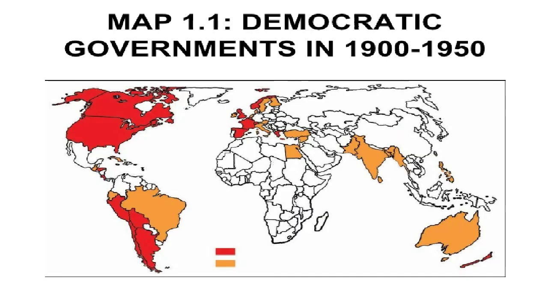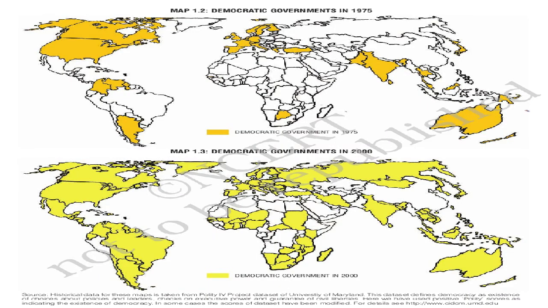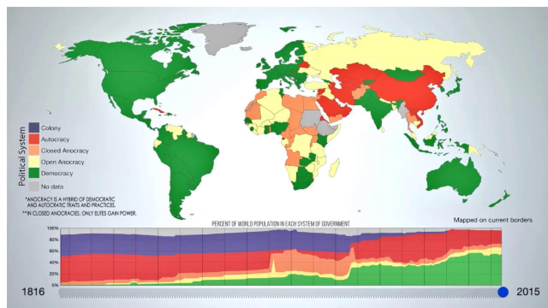As we said so far, you have the map that shows the democratic governments during the 1950s, and that is shown with the red colors here. Now the next map shows the expansion of the democratic region in 1975. This region was further expanded by 2000. As you can see, many of the nations have attained democracy, and finally, in 2015, this is the situation where green shows the democratic nations.